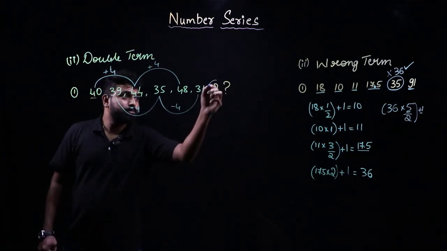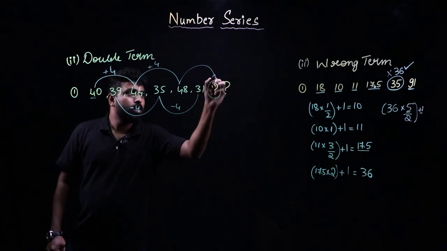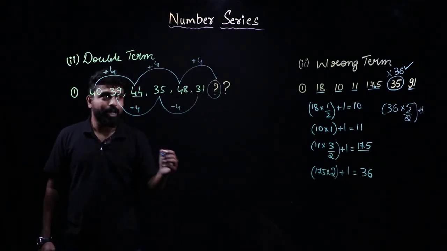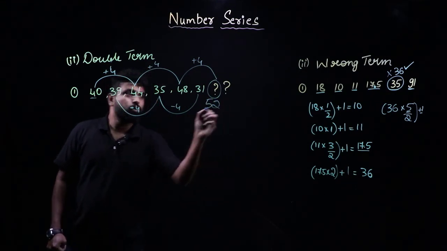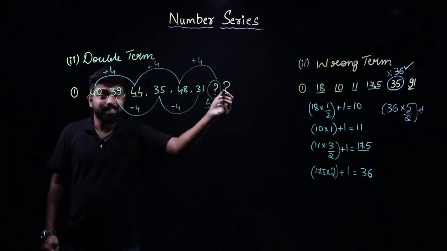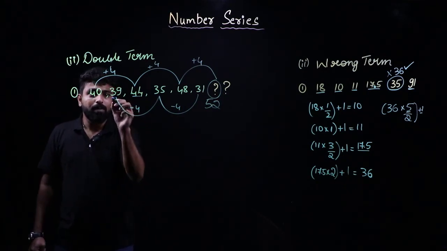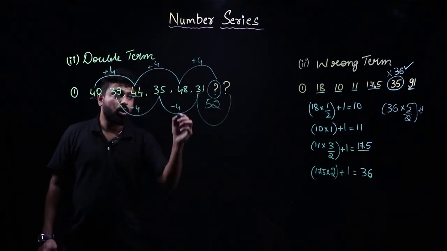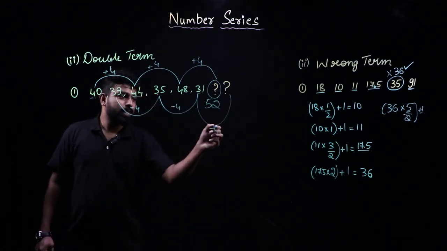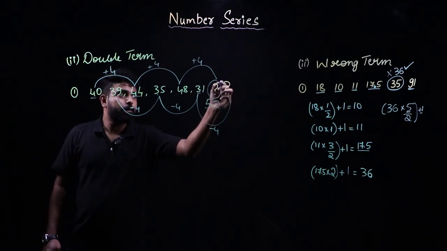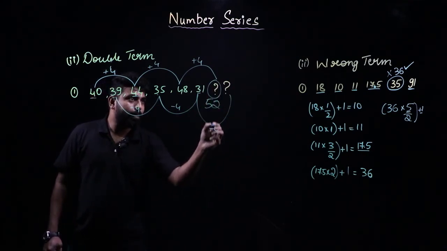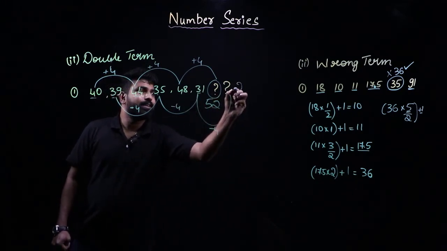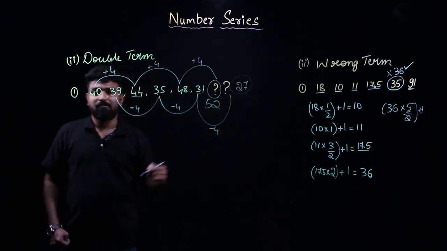So what would be my next missing term here? The first missing term would be plus 4 to 48. If I add 4 to 48, what do I get? 52. And that 52 will be my first missing term. What about my second missing term? Second missing term would be from the second series which is present here. So for the second series, what is the logic here? The logic here is minus 4. So I'll have to subtract 4 from 31 to get my next answer. What do I get if I subtract 4 from 31? I get 27. And 27 would be my final answer.